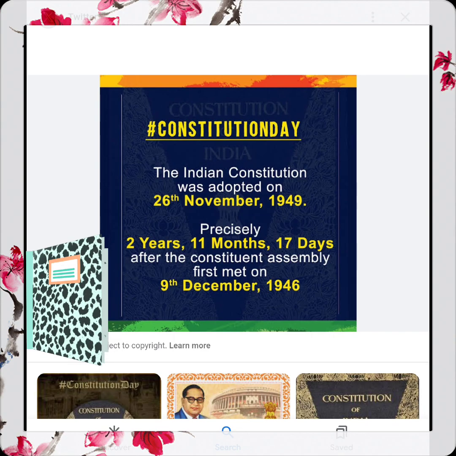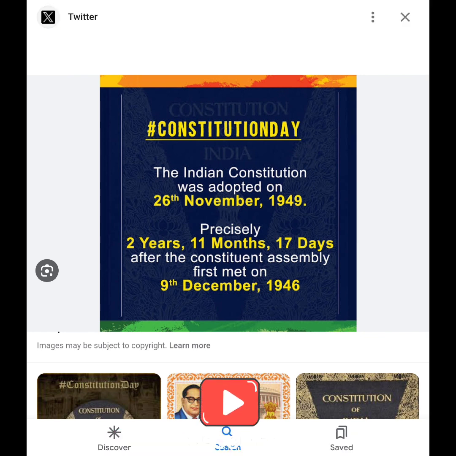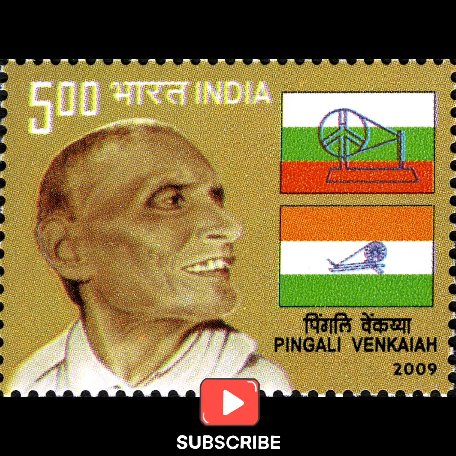The song Jana Gana Mana was composed in Bengali by Rabindranath Tagore, which was later adopted by the Constituent Assembly on 24th January 1950 as our national anthem. It was first sung in the Kolkata session of the Indian National Congress on 27 December 1911.